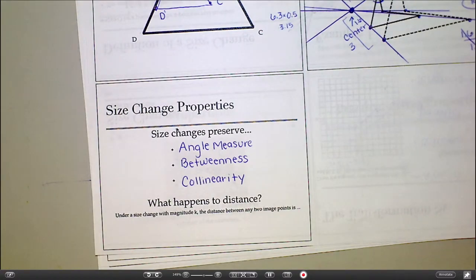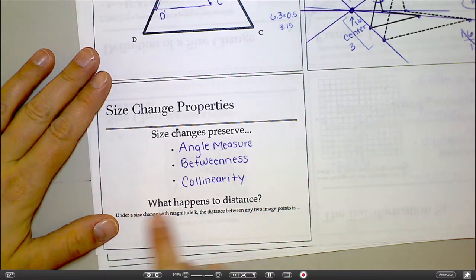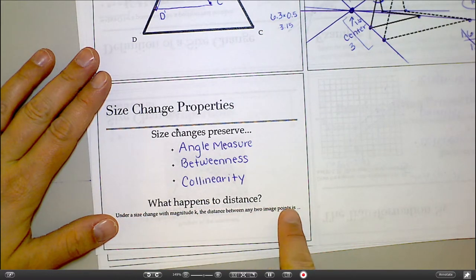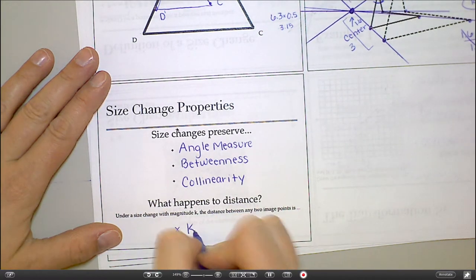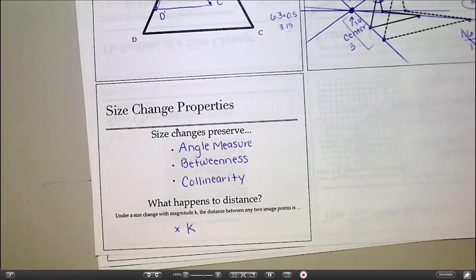And then what happens to distance? Because distance is not preserved, right? Your distances get, what happens to them? Multiplied by, say it again, Matt? The magnitude, yes. Yeah, they get multiplied by the magnitude. So under a size change of magnitude k, the distance between any 2 points is multiplied by that k value. Okay, so your distance gets multiplied by k. Okay, that's what you really need to know. Good with that? Yes, I hope so.